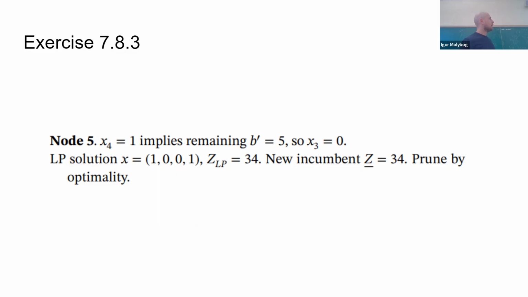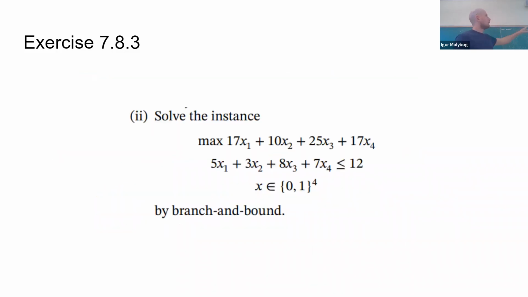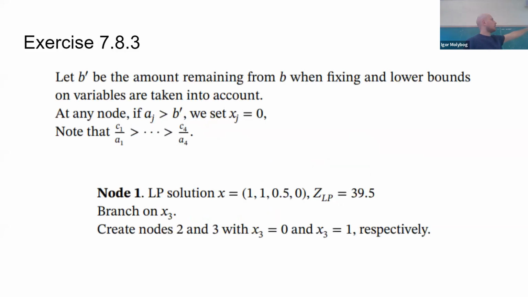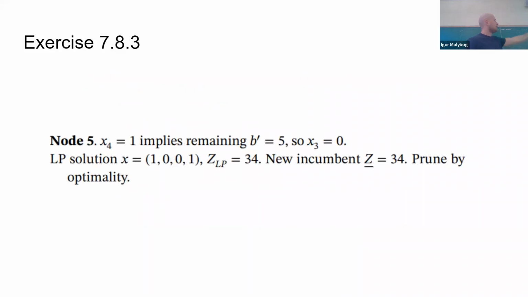It's important to note how exactly our b used to be equal to 12, and now we have reduced it to be equal to 5, just because our x4 is now equal to 1, right? So our b dash has changed its value, and now it's equal to 5. Therefore, this solution is exactly the LP solution.